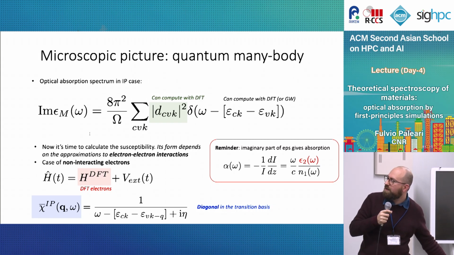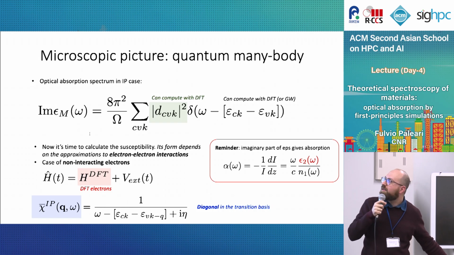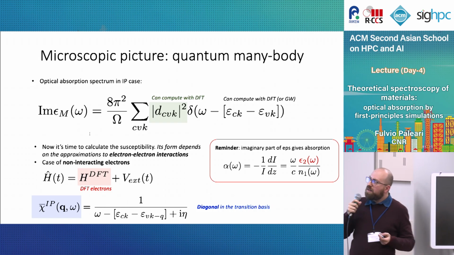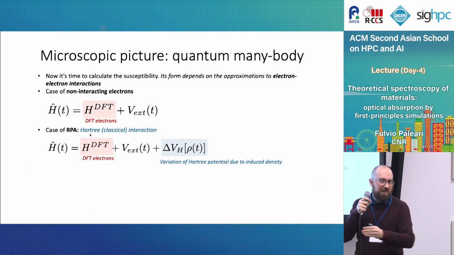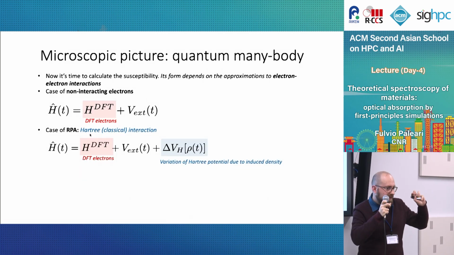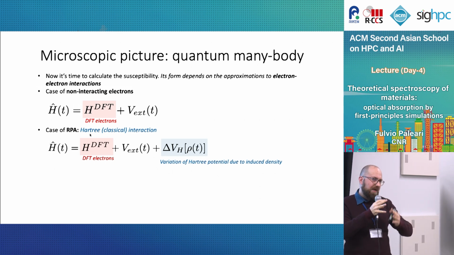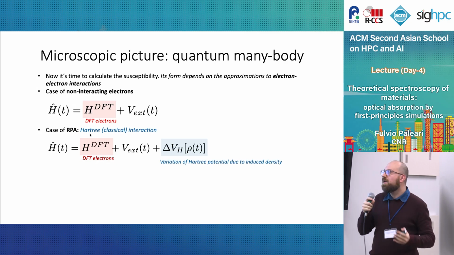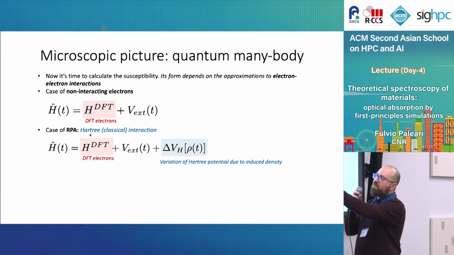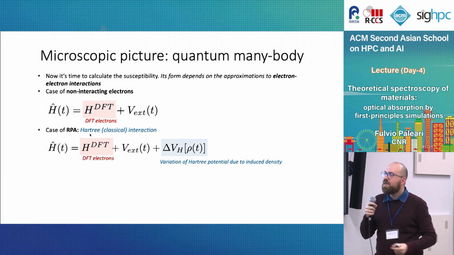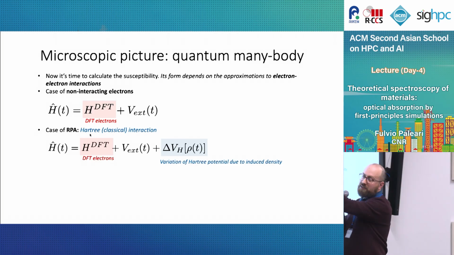Okay, so this is the one that we have already checked. Then we can decide that we also consider the variation, due to the external field, of the classical part of the electron-electron interaction. You can divide the electron-electron interaction into a classical and a quantum part, as is usually done. If we only consider the classical part, which is called the Hartree potential, then we have this modified Hamiltonian with the variation also of the Hartree potential, which depends on the variation of the density, which depends on the external field.